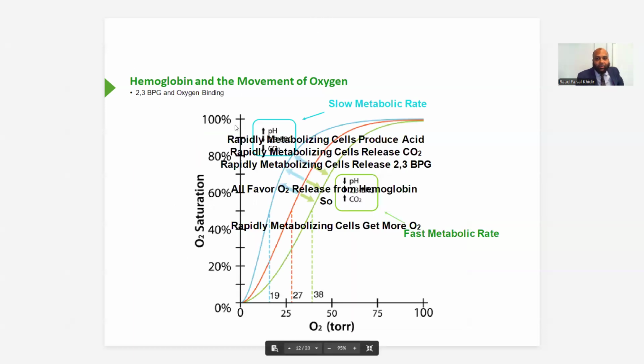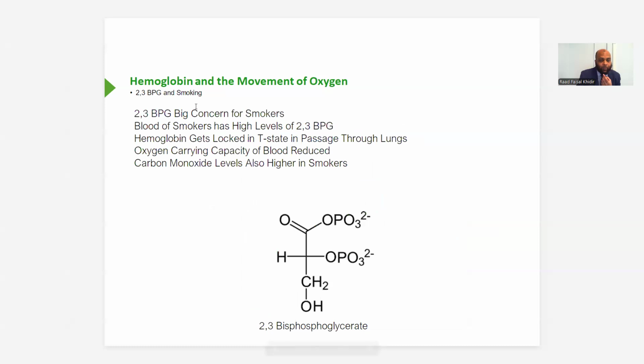Okay, hemoglobin and the movement of oxygen. Rapidly metabolizing tissues produce acid. You've got to know those slides that I stopped at. 2,3 BPG is a big concern for smokers. That's part of the study guide.